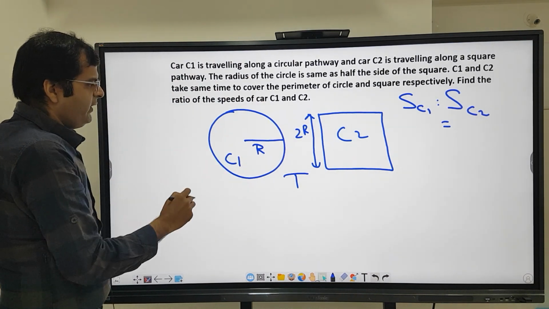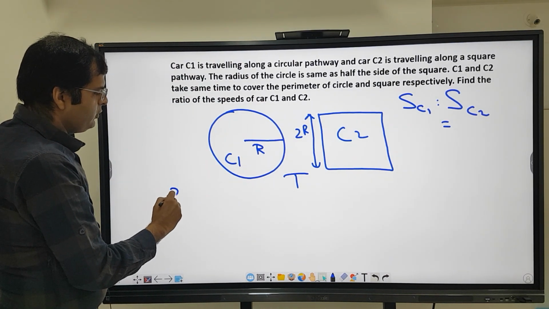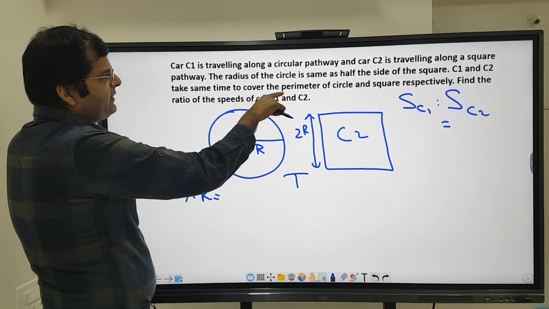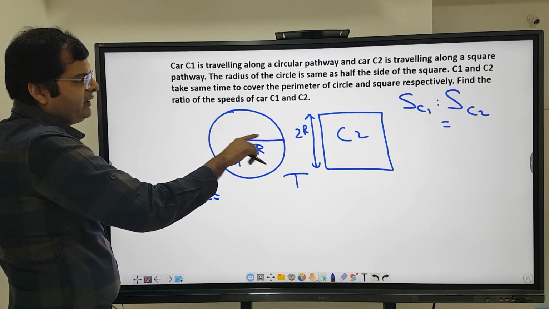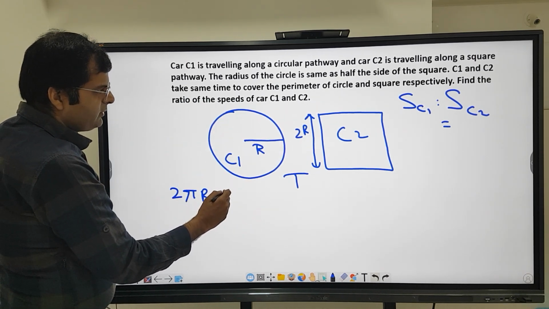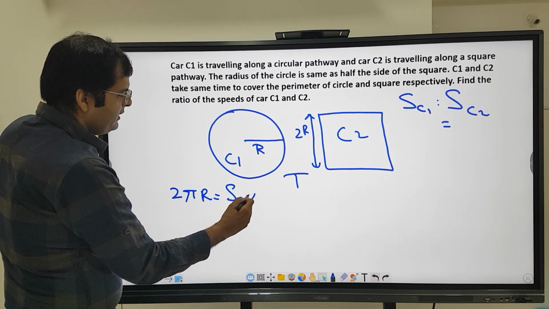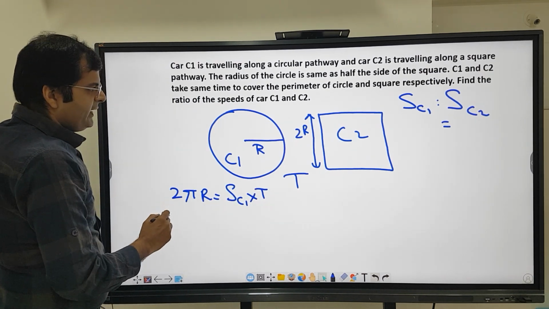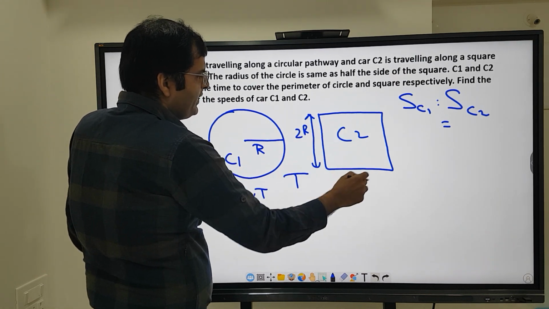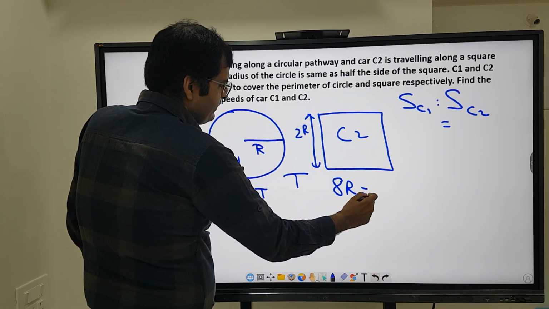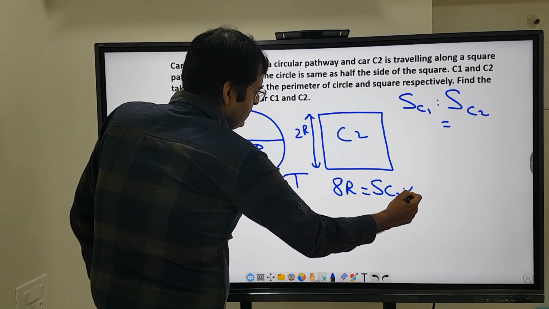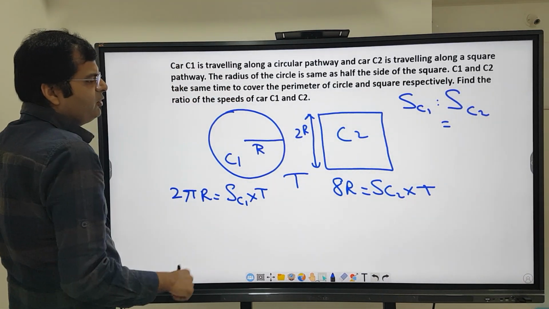In case of C1, the distance traveled is 2 pi r, the circumference, because it takes the same time to cover the perimeter of the circle and the square. So 2 pi r is equal to distance, which is speed of C1 into time t. In the second scenario, the perimeter is 2r into 4, which is 8r, equal to the speed of C2 into time t. Time t is the same for both of them.